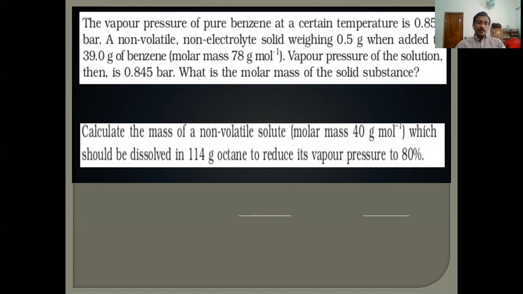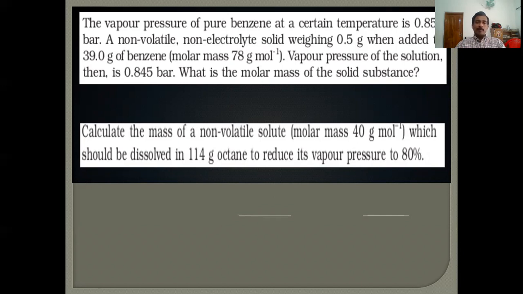Here vapor pressure of solution is given. What is vapor pressure of solution? 0.845 bar. Vapor pressure of pure component benzene is given, 0.850. So we can find out relative lowering of vapor pressure. 0.850 minus 0.845 divided by 0.850. Now that is equal to W2 by M2.